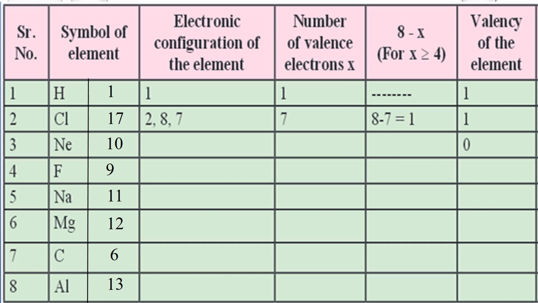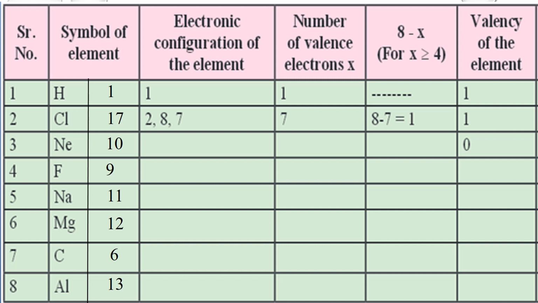This is a table with the help of which we're going to be understanding the concepts of valence electron and valency. This is already there in your text, but I have slightly modified it. The first column is the symbol of the element. These are the examples which we are going to be looking at today: H, that is hydrogen, chlorine, neon, fluorine, sodium, magnesium, carbon and aluminium. These are the atoms which we are going to be looking at.